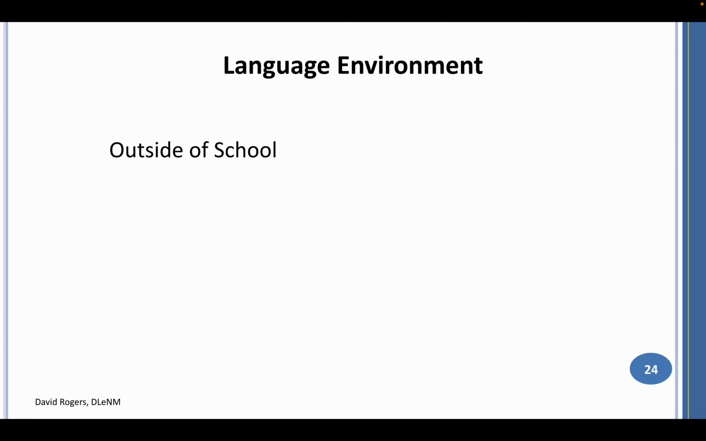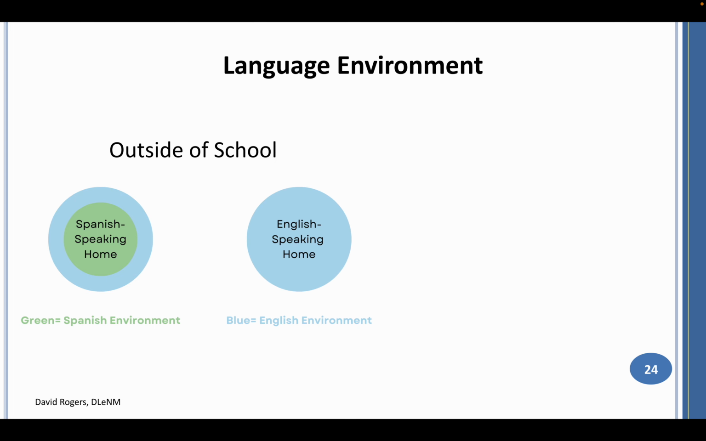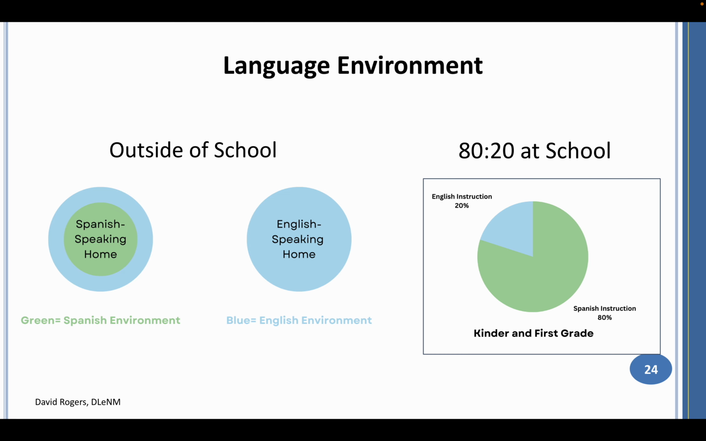When making the decision to implement an 80-20 model, we considered students' language environment. Outside of the school, our Spanish-speaking students are exposed to a lot of English, and our English-speaking students are surrounded by English all the time. In an 80-20 model, students spend more time in Spanish instruction, which will lead to a stronger foundation in Spanish literacy, and then our students will be able to transfer that learning to English.